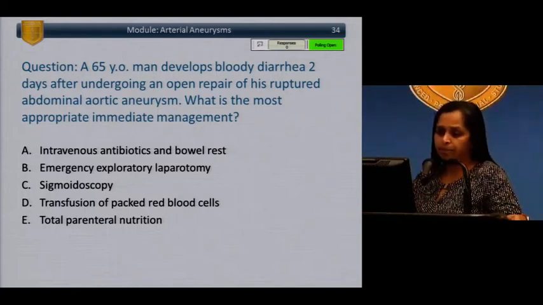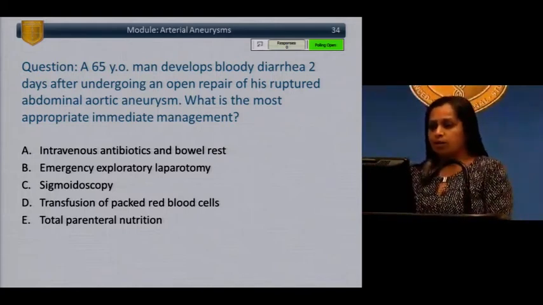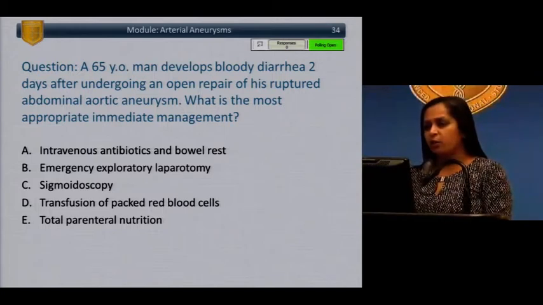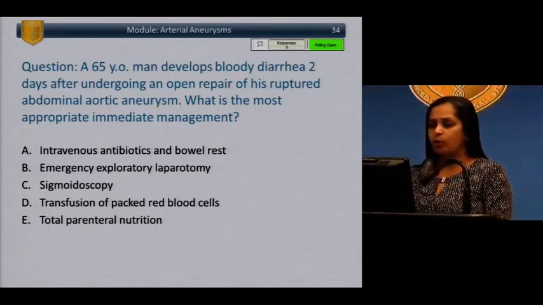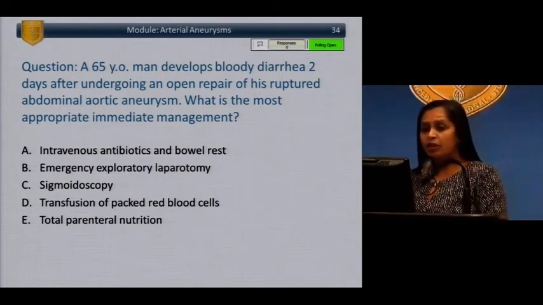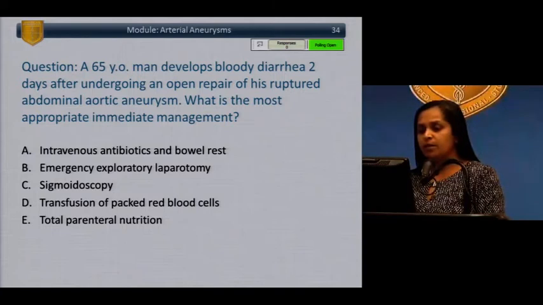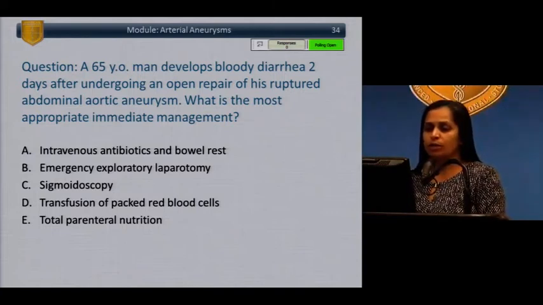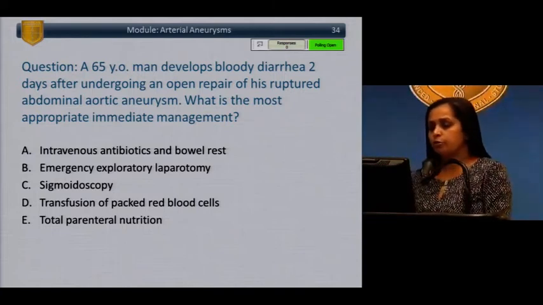the thing. So question, a 65-year-old man develops bloody diarrhea 2 days after undergoing an open repair of his ruptured abdominal aortic aneurysm. What is the most appropriate immediate management? A, intravenous antibiotics and bowel rest. B, emergency exploratory laparotomy. C, sigmoidoscopy. D, transfusion of packed red blood cells. E, total parenteral nutrition.